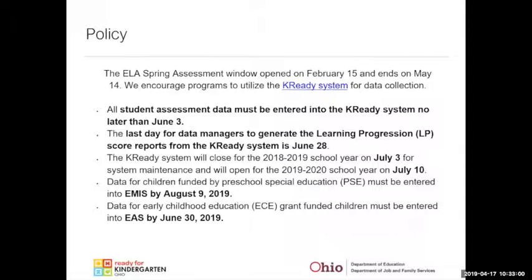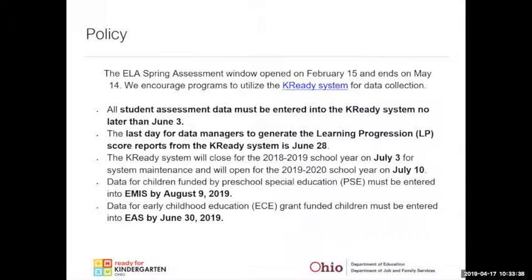We highly encourage you to use the KReady system. If you're on this webinar, most likely you are using it. If you're using the bridge form, we understand that, but we do encourage you to use the KReady system. And what we would like to recommend here is that although the assessment window ends on May 14th, that's the last day that teachers would consider any evidence of student learning and demonstrating any of the skills, knowledges, and behaviors. We encourage the teachers to get their data entered in the KReady system by June 3rd.